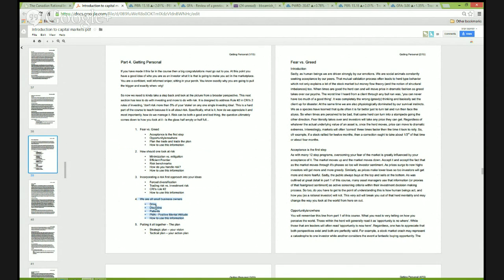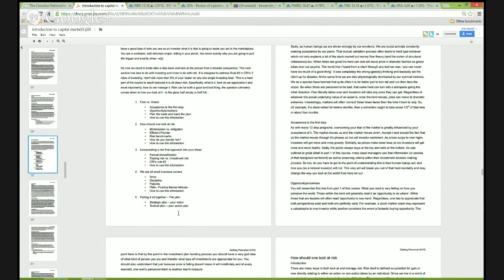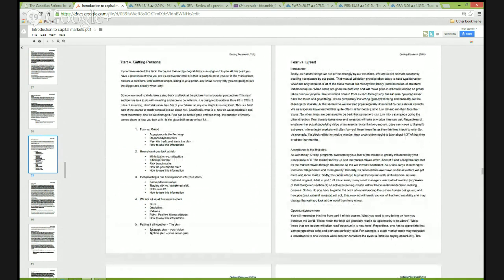But what are some of the key components of successful small business operators? And then the last section, of course, is just putting it all together. The plan basically should have a strategic component, and it should have a tactical component, and we look in detail at how you put all those together.